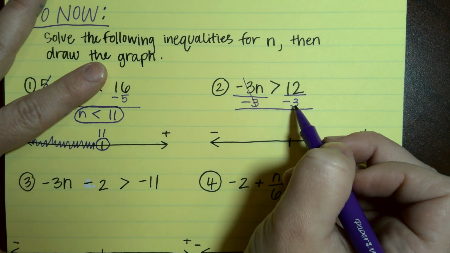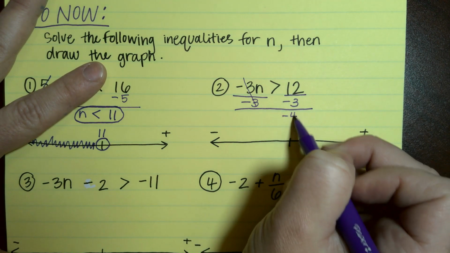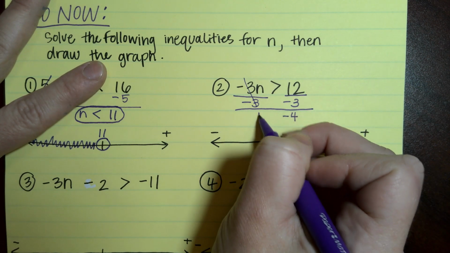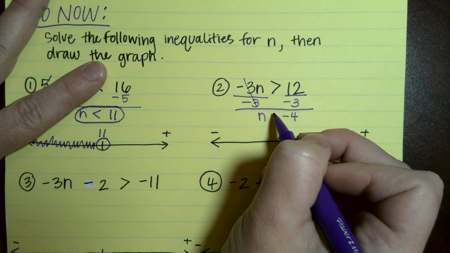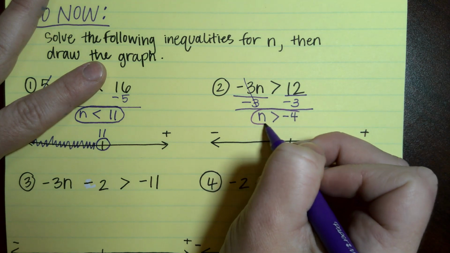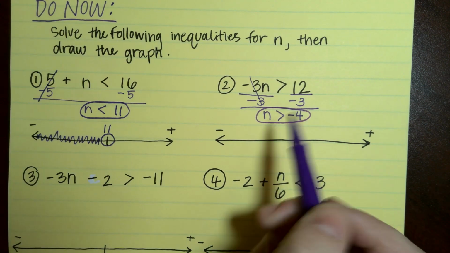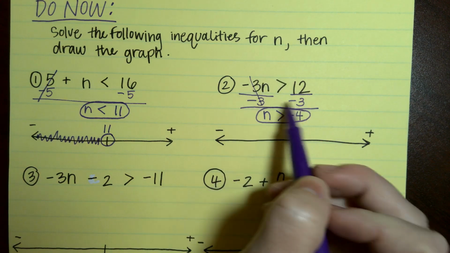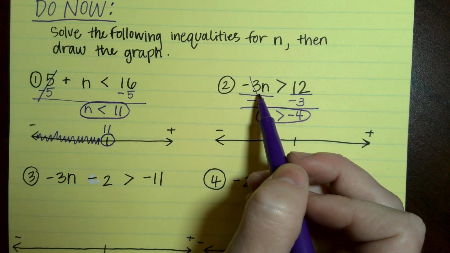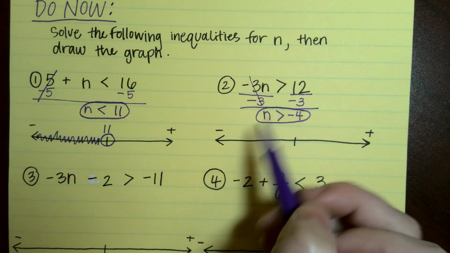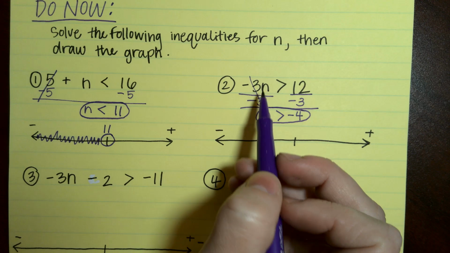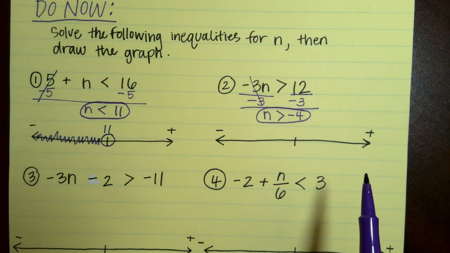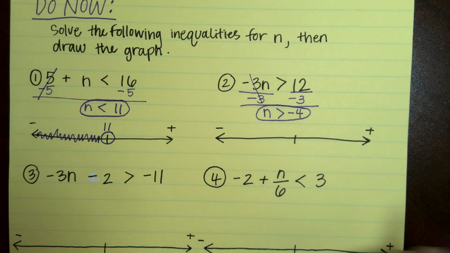So, -4. All right, that sounds right to me. So I've got 12 divided by -3. That is -4. And I got to bring everything else down. So I have n is greater than -4. So this means that my variable n for this inequality, the original one, -3 times n is greater than 12. For that to be true, n has to be bigger than -4. Can it be -4? No. -4, it's got to be bigger than that.